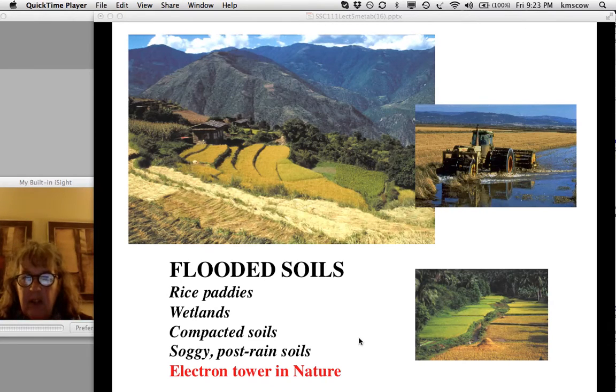So flooded soils is like the electron tower in nature, I like to call it. It's this wonderful case study demonstration of a lot of the concepts that we just covered, looking at the theory behind essentially the variety of different electron acceptors that microorganisms can use, and also the electron donors they can use, although flooded soils are more about the electron acceptors.